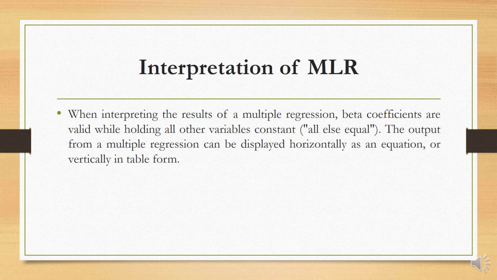So how do we interpret the multiple regression model's coefficients? When interpreting the results of the multiple regression, beta coefficients are valid while holding all other variables constant. The output from the multiple regression can be displayed horizontally as an equation or vertically in table form.